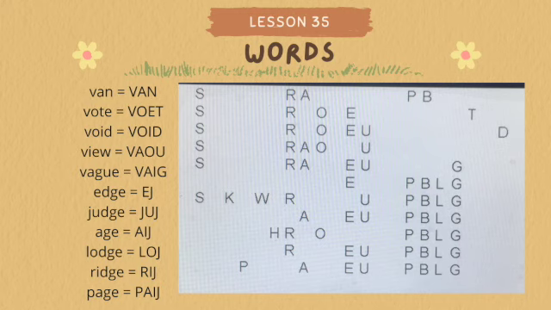Let's take a look at these words. Application of what we have learned in the previous slide. So we have the words van, vote, void, view, vague, edge, judge, age, lodge, ridge, page. So this is how these words are written. On the right side, we can see the stenograph notes. Again, if you want to take a closer look or longer look and study how these words are written, you can click the pause button for that.